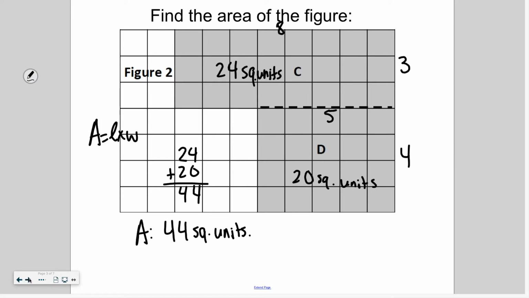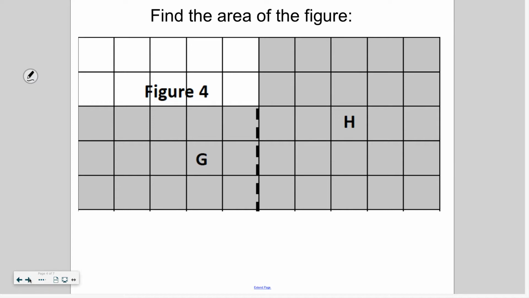So try that with this problem. Find the total area of figure 4 by combining the area of G and H. So pause now, solve on your own, and then press play when you're ready.